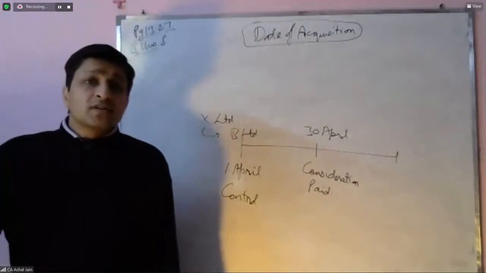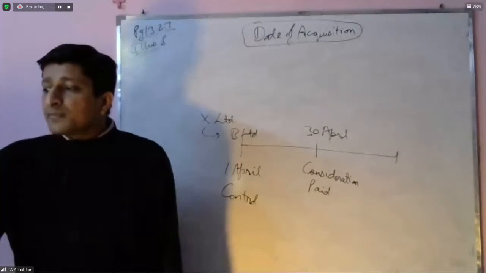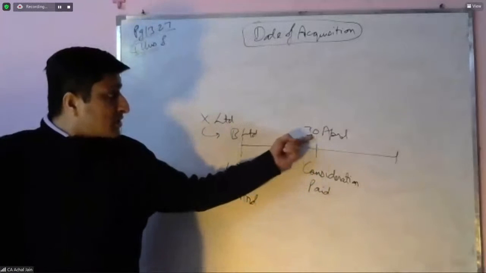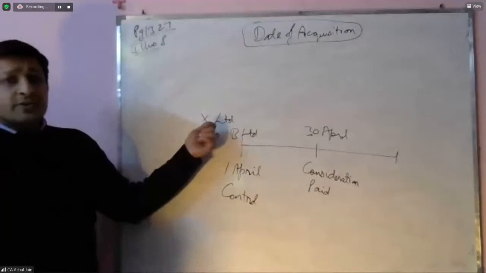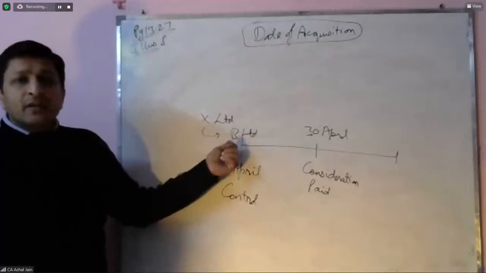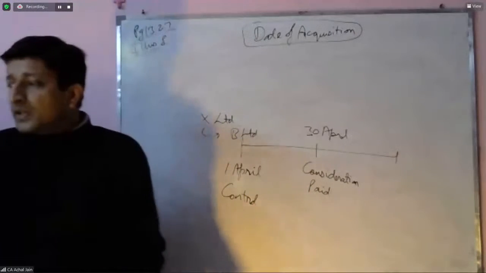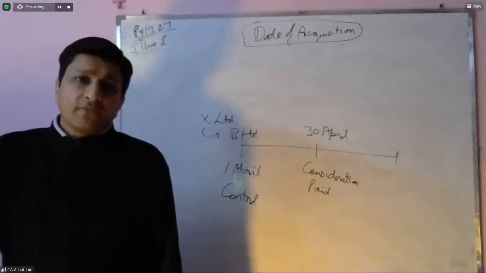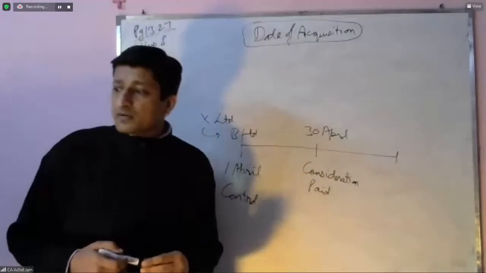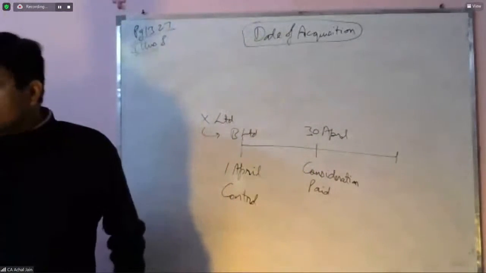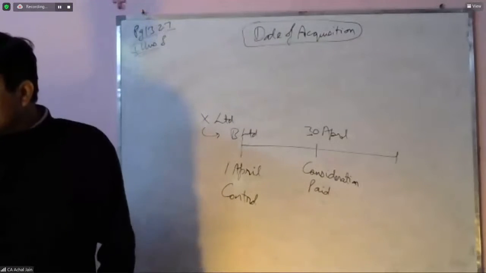If the shareholders approval is not received for issue of new shares, then the consideration will be settled in cash. So let's suppose on this date, if the shareholders don't approve, then X Limited will not issue equity shares for paying B Limited. Instead, X Limited will pay cash. In this case, what will be the date of acquisition? Should this be the date of acquisition or should this be the date of acquisition? There are two dates given in the question, or you think there has to be some other date? Tell me quickly.